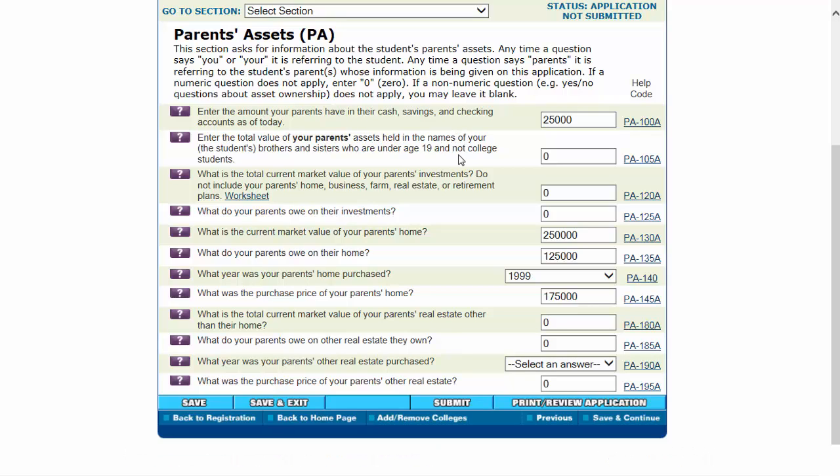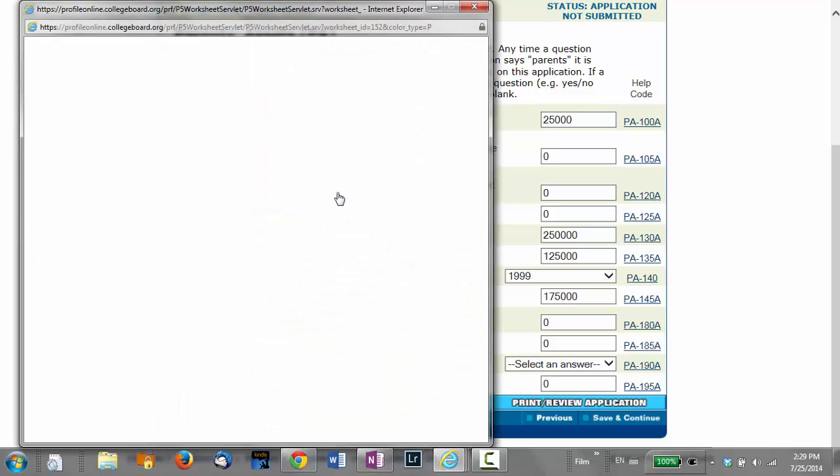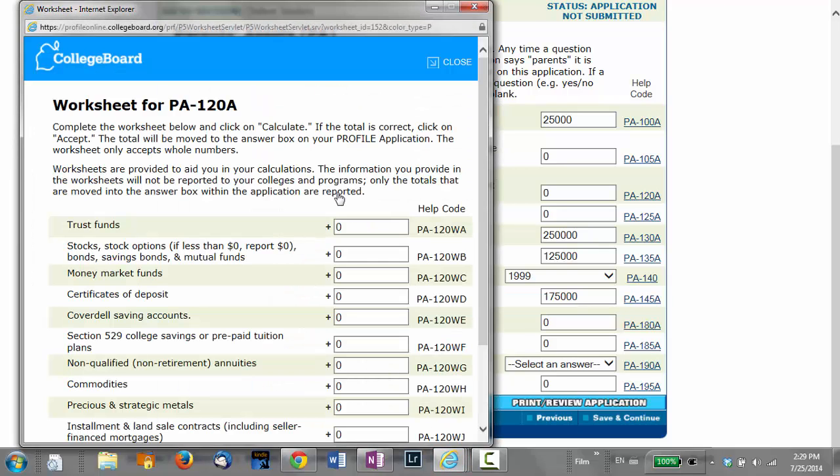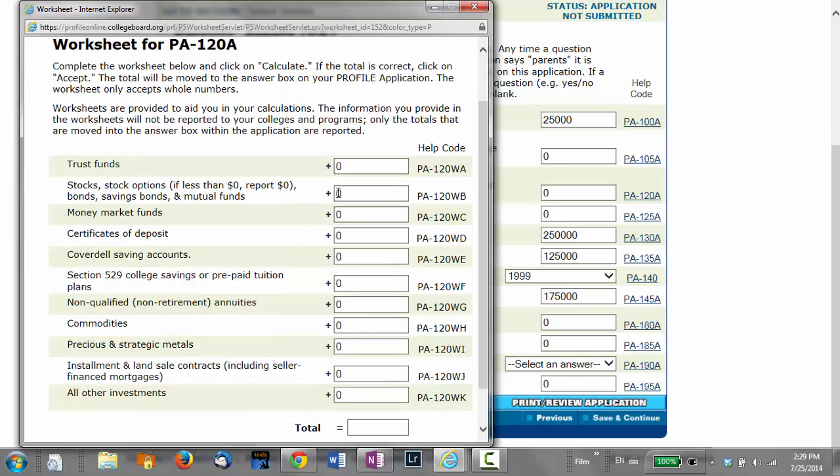And when we are looking at your data from the profile, we're going to be making allowances for those other siblings and parent savings as well. So we want to make sure we have a complete picture of those savings. Questions about investments. And again, there is a worksheet provided to help you figure that out if you've got assets that you need to have considered.